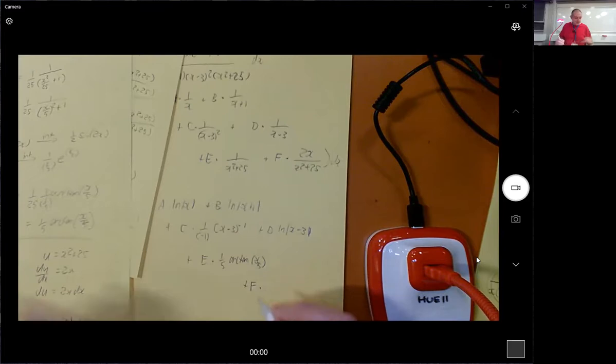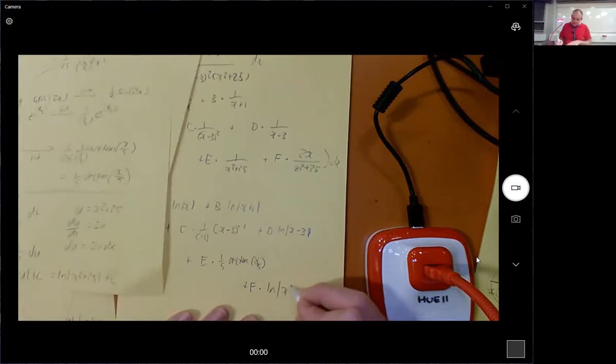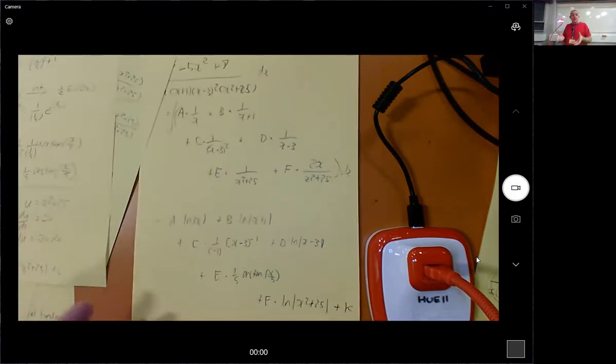Plus f times, and I just did that derivative too, ln of x squared plus 25. Plus a constant, I've already used c, so I'll call it k. And whatever these numbers are, that's what the answer is going to be.